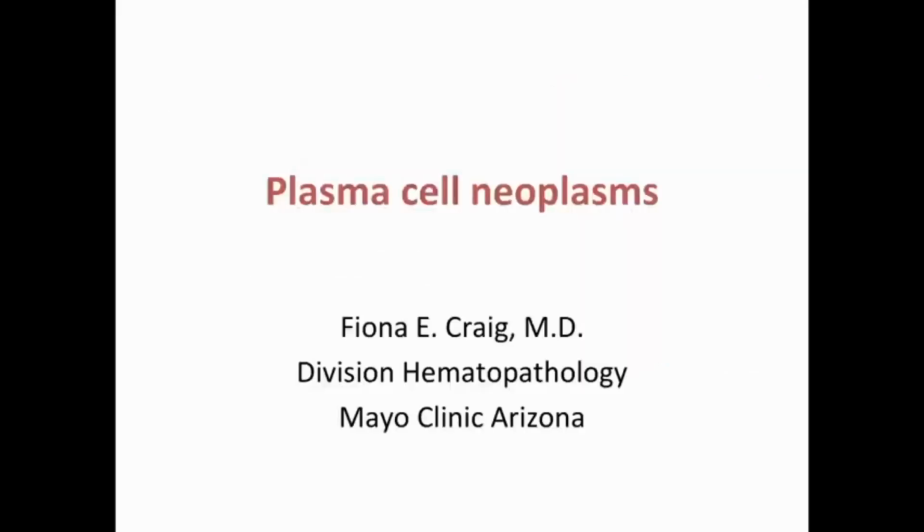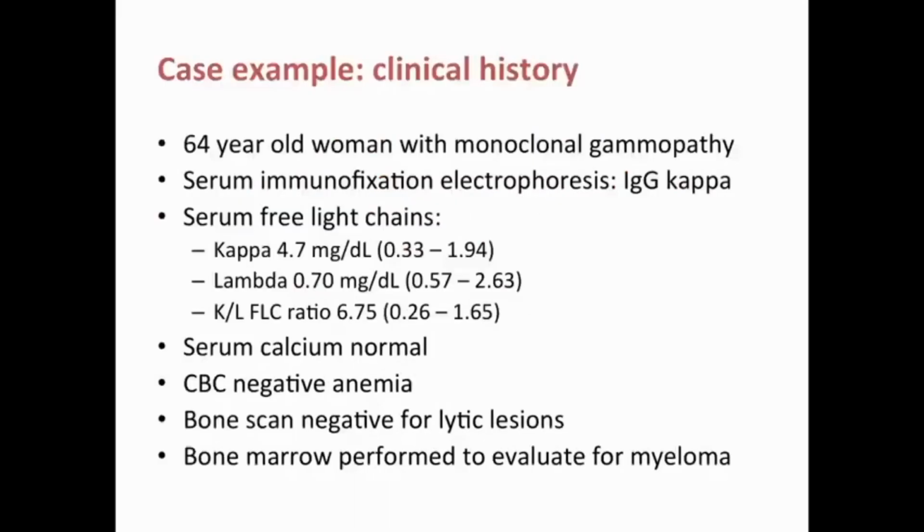Hello, I'm Fiona Craig, and in this video I'm going to describe my approach to the evaluation for plasma cell neoplasms. Let's start with a clinical case. A 64-year-old woman was found to have monoclonal gammopathy and had a bone marrow performed to evaluate for plasma cell myeloma. Review of laboratory studies confirmed the presence of a monoclonal protein, and immunofixation electrophoresis further characterized as IgG heavy chain and kappa light chain.